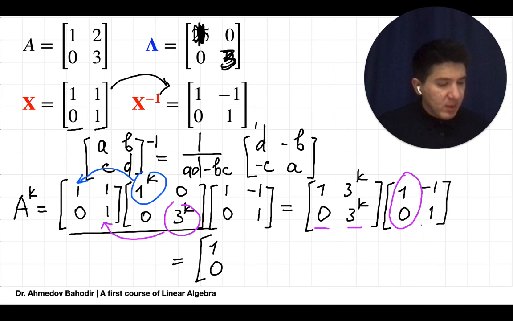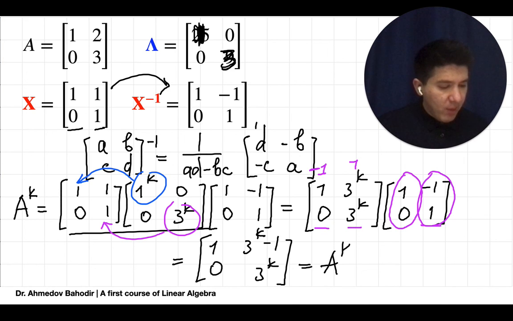And here, -1 and 1 means multiply the first column by -1 and the second column by 1, or subtract the first column from the second. So this is going to be 3 to the power of k minus 1 and 3 to the power of k. So that's A to the power of k. If you would like to find, for example, A squared, just substitute 2 for k in all the appearances of k on the left hand side. And if you would like to find the hundredth power of A, just substitute 100 for k, and that's going to be the hundredth power of A.